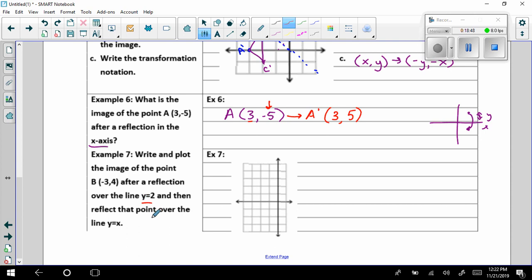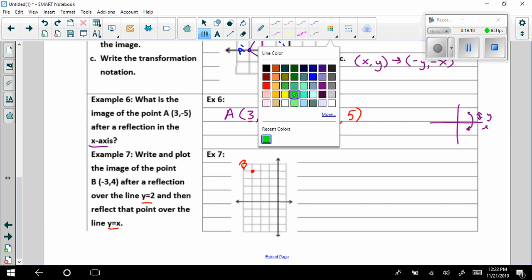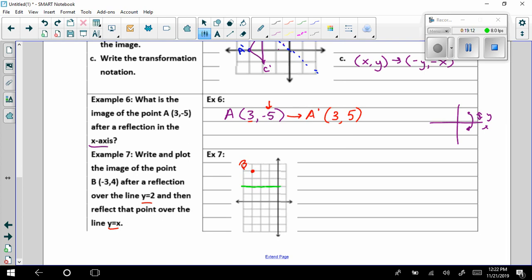All right, you can reflect over any line, and you can do more than one reflection at a time. You can do more than one transformation at a time. And so if B is at negative 3, 4, and we're reflecting over the line y equals 2, well, this is the line y equals 2, right here. It's a horizontal line. So I need to flip over that, which means I'm moving the same distance over here.